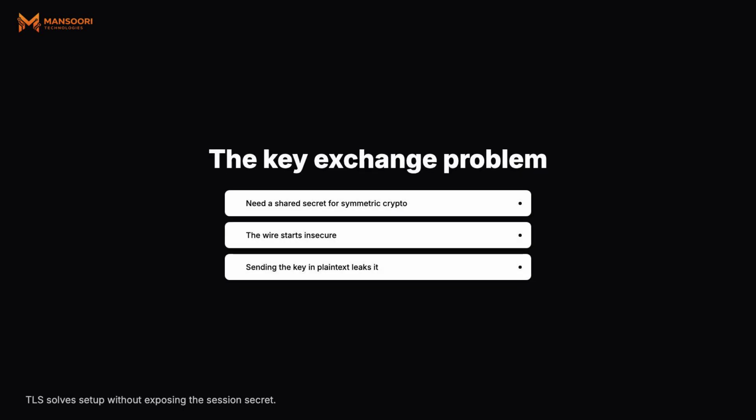But symmetric crypto has a chicken and egg problem. How do 2 strangers agree on a shared secret over the internet before they have any secure channel? You cannot just paste the key in plain text. Anyone watching would copy it.